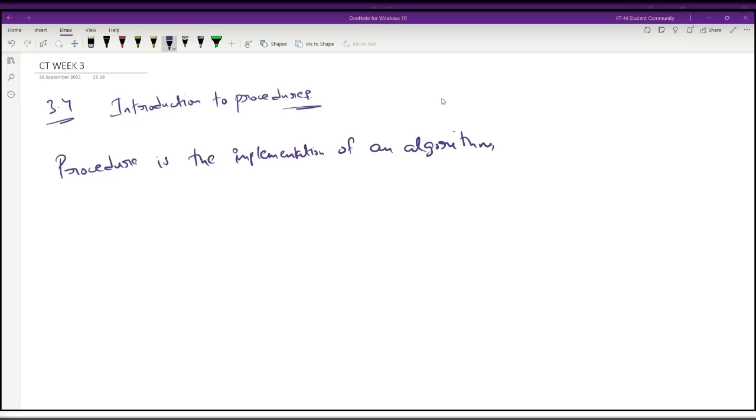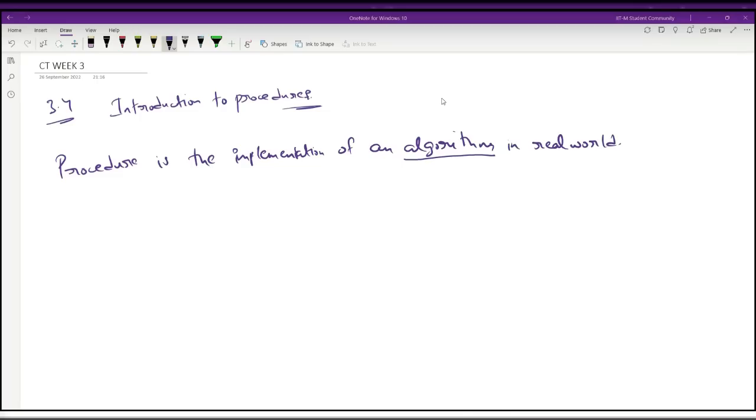One of the students said it's a process, right? But we can define it formally to be the implementation of an algorithm in the real world. Is this fine?